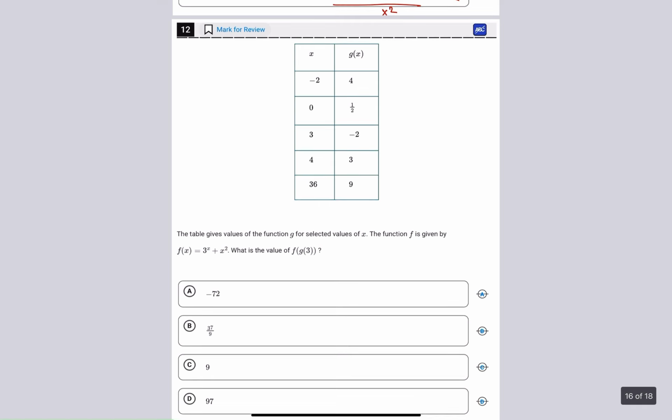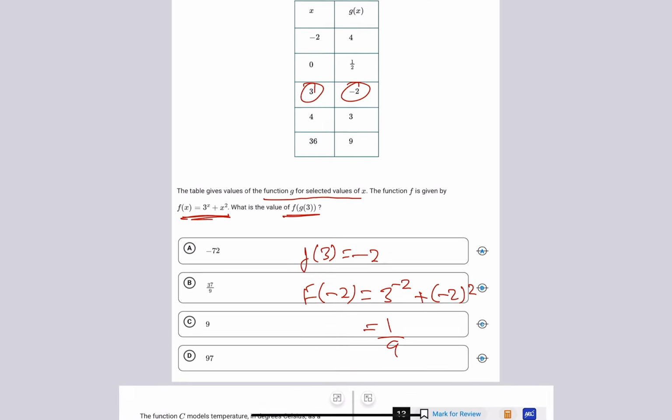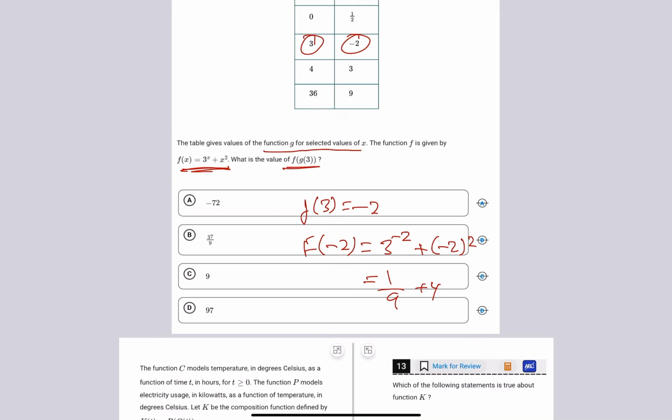Let's have a look at question number 12. The table gives values of the function g for selected values of x. The function f is given by the following. What is the value of f of g of 3? Well, g of 3 is when x equals 3, we get negative 2, right? So f of negative 2 equals, let's have a look at f of x, which is 3 to the negative 2, plus negative 2 squared, which is 1 over 9, plus 4, which just by looking at the answer choices is option B. Because 4 times 9 is 36, plus 1, which is 37.